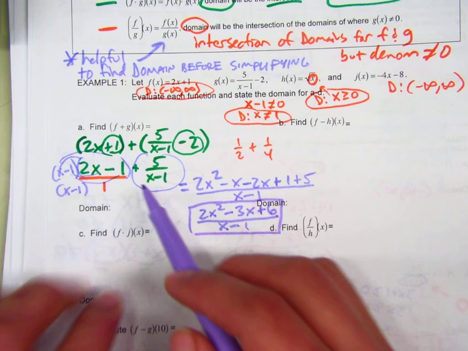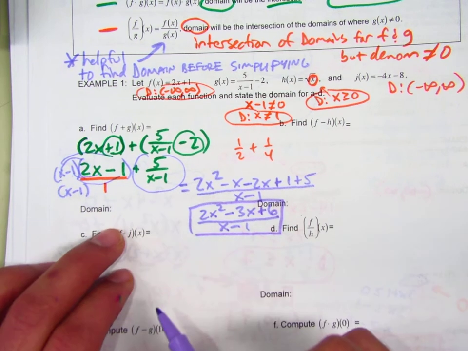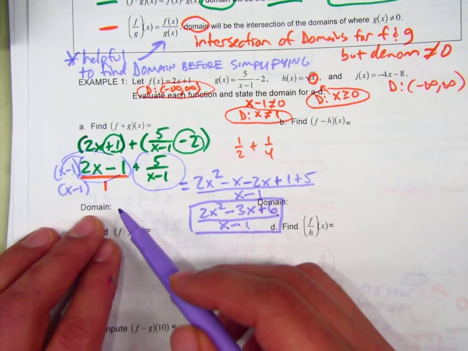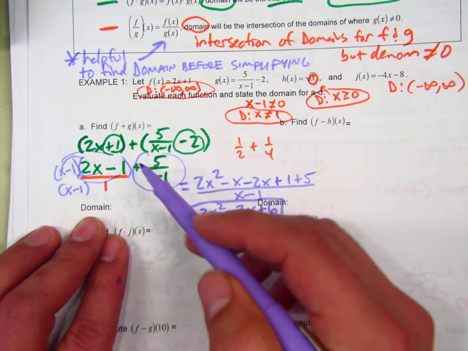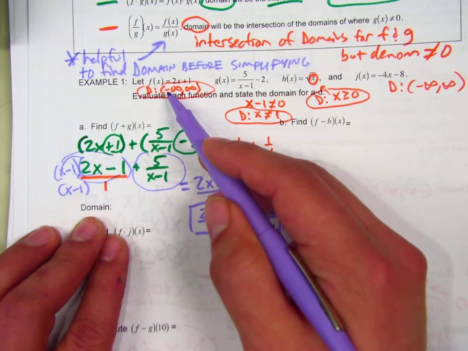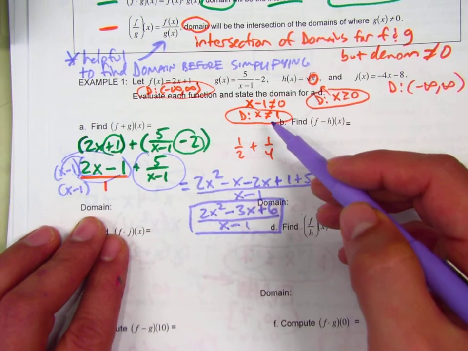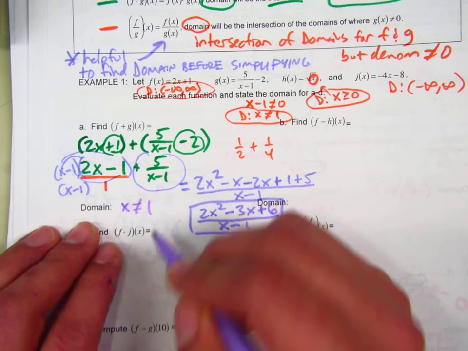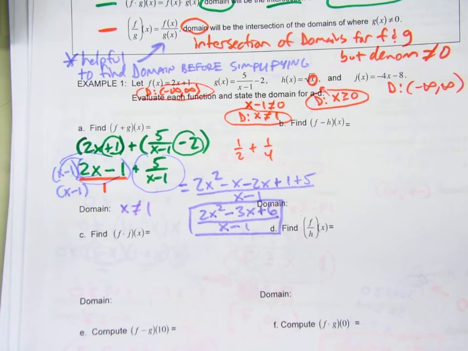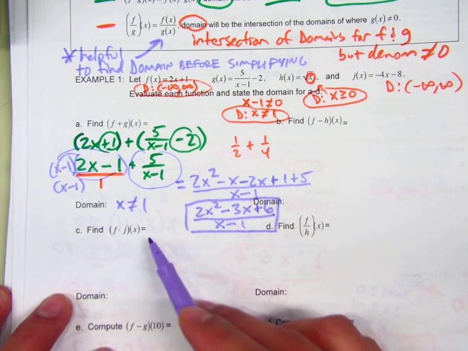Okay. Now the domain, again, we're just combining the two domains from both f and from g. The domain for f was all real numbers. The domain for g, however, was x not equal to 1. So we're just going to say then that x cannot equal 1. Okay, so if we start with the entire number line and then we learn that x can't equal 1, then that's really the only problem that we have. Everything else is still going to work. Okay? Any questions on that?